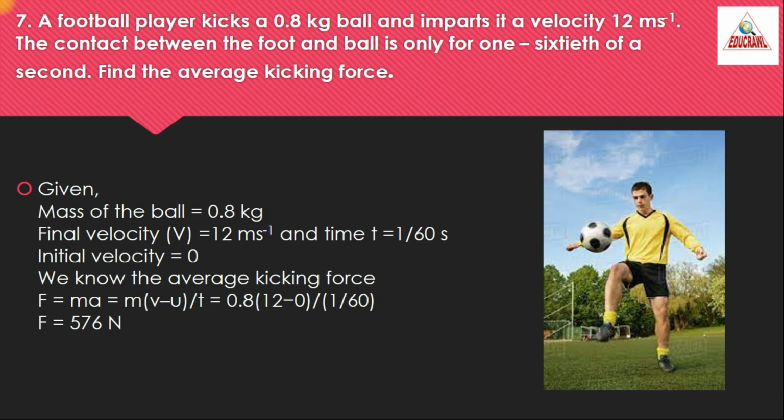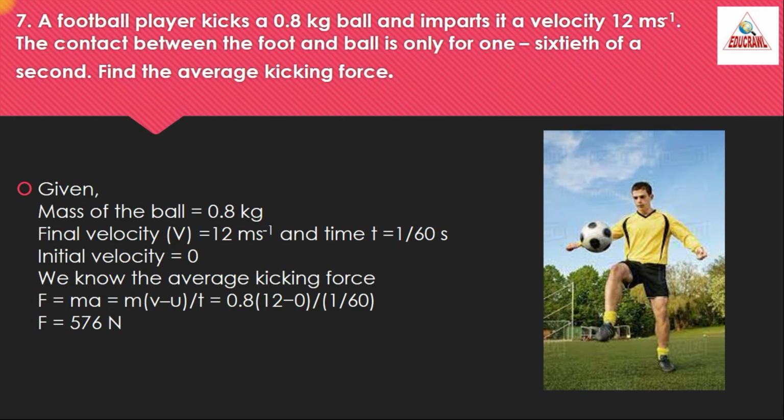Now the seventh problem. A football player kicks a 0.8 kilogram ball and imparts it a velocity 12 meter per second. The contact between the foot and the ball is only for 1/60th of a second. Find the average kicking force. So the given data is mass of the ball is equal to 0.8 kg. Final velocity v is equal to 12 meter per second and time t is equal to 1 divided by 60 seconds. Initial velocity is 0.